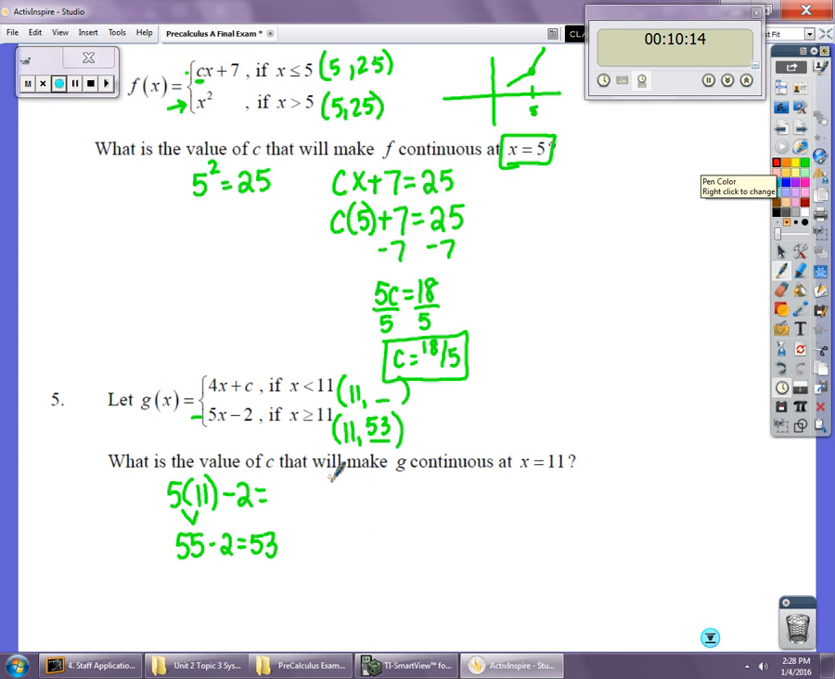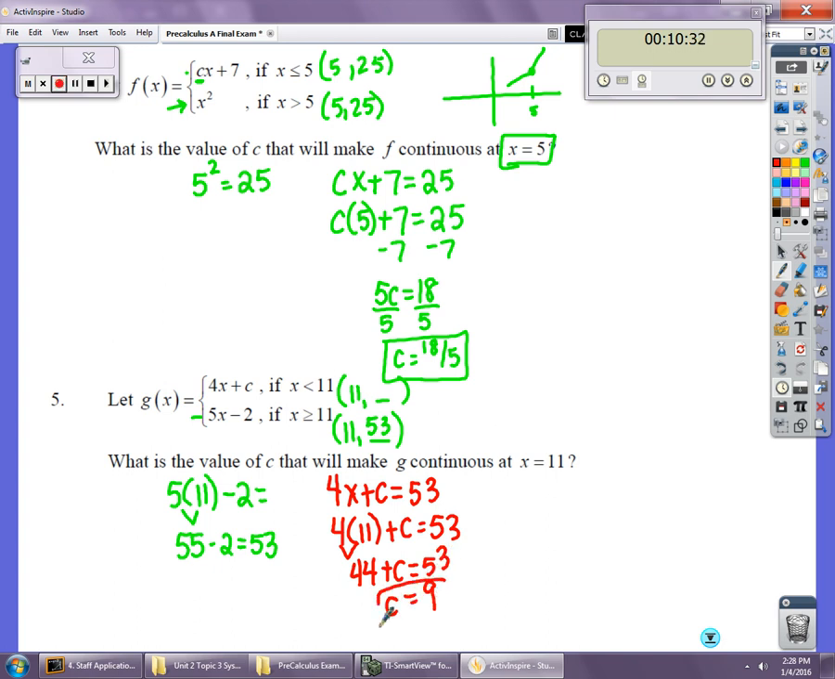So let's take this other one, 4x plus c, and we want to figure out what's going to make it 53. Now, we also know that the x should be 11. So this is 44. When I subtract the 44 over, I get c would be 9. So the value of c would need to be 9.